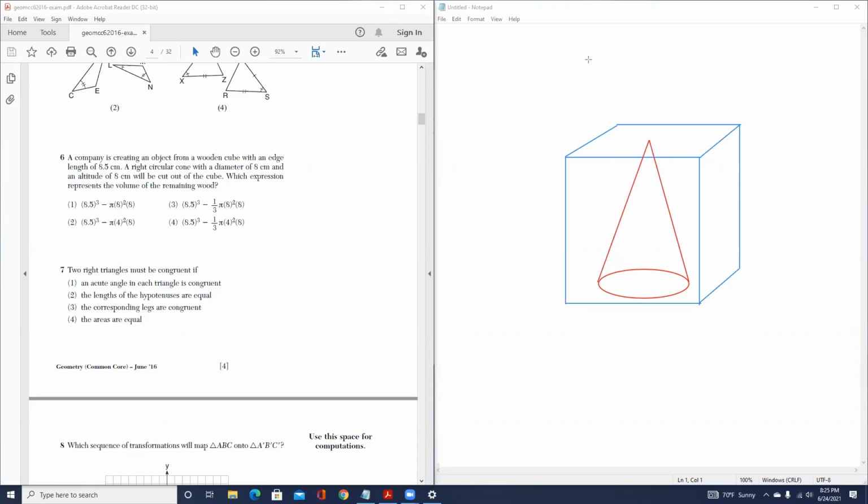So let's add in our measurements. We have 8.5 centimeters. With the cone, we have a diameter of 8 centimeters. And we also have an altitude of 8 centimeters as well.